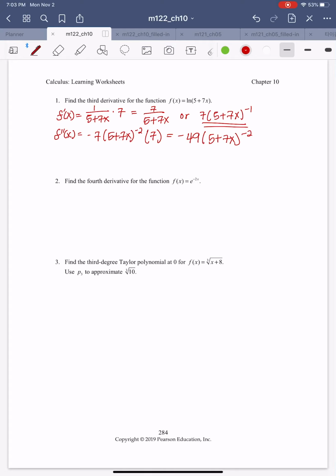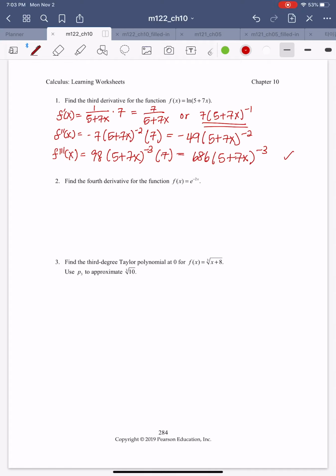Let's take the third derivative. They ask you to do the third derivative. Same thing: negative 2 comes down, multiplies with negative 49, so it is positive 98. 5 plus 7x raised to the negative 3, and then the derivative of 5 plus 7x, that's just 7. Multiplying 7 and 98, I have 686 times 5 plus 7x raised to the negative third power. So that's my third derivative right here.